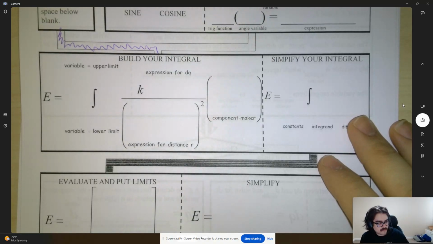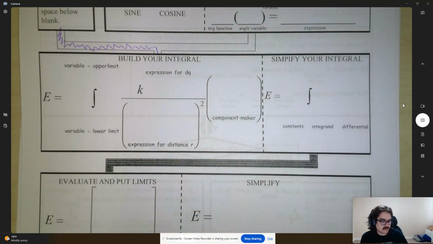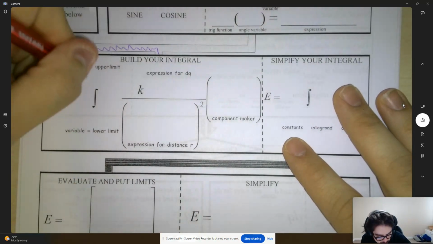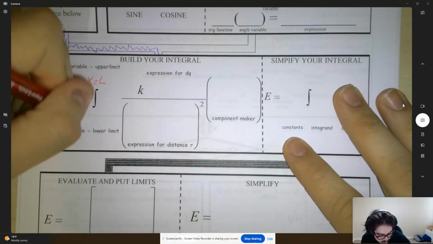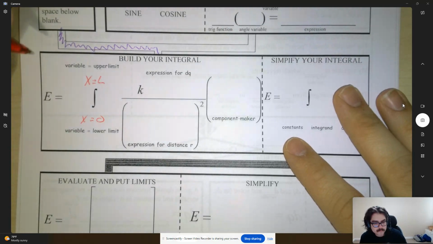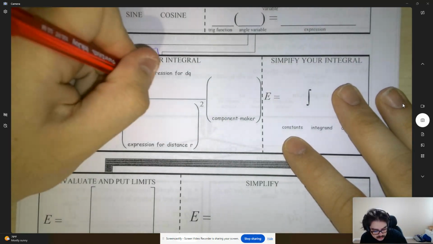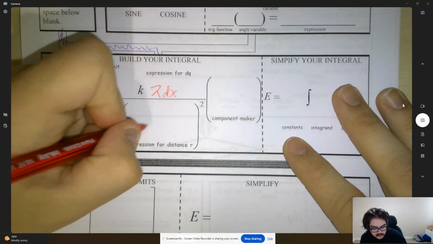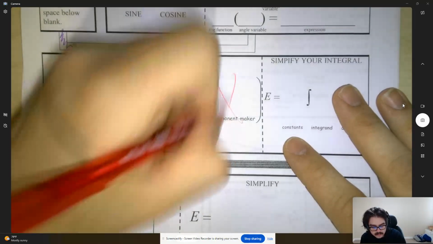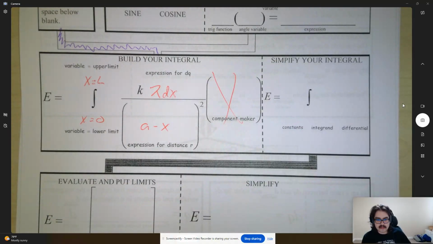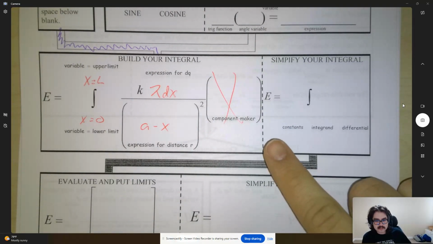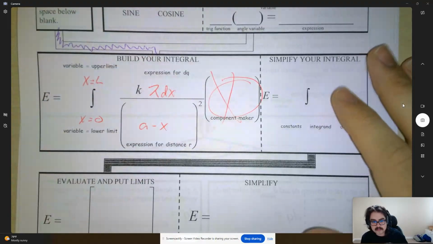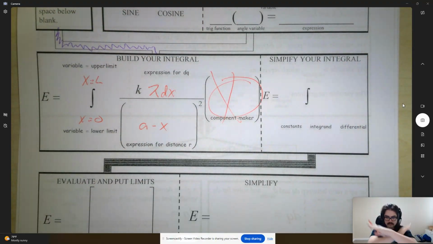Now we just got to put everything all together. We throw it into the integral. We've already solved everything. X equals L. We're going from 0 to L. The expression for dq is lambda dx. The expression for the distance r is a minus x. And we don't need a component maker because we're just cool like that. Oh, I put an x, but I don't want you to think that that's the variable x, so I'm going to put a circle around it.